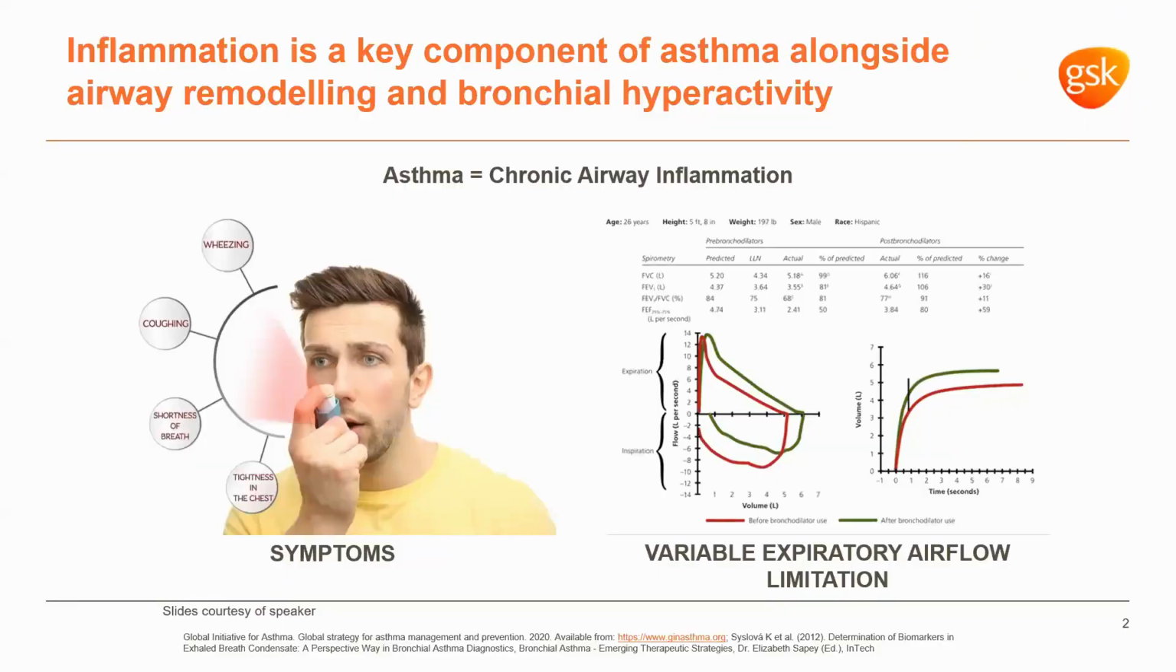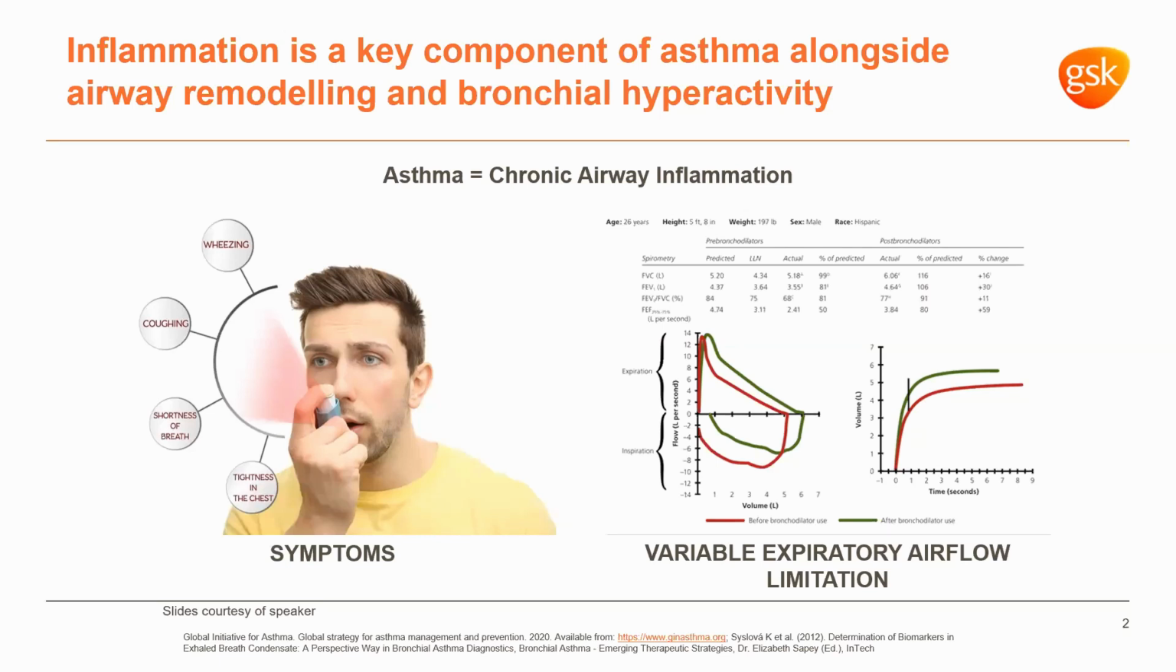So when we talk about asthma, asthma is chronic airway inflammation. So the keyword is airway inflammation. So how do we diagnose asthma? As the first presenter yesterday mentioned, we need two things. We need symptoms, and variable expiratory airflow limitation. So the common asthma symptoms will be wheezing, cough, shortness of breath, and chest tightness.